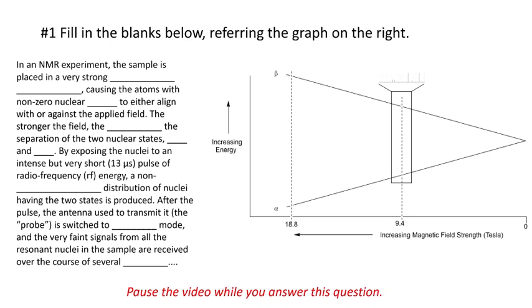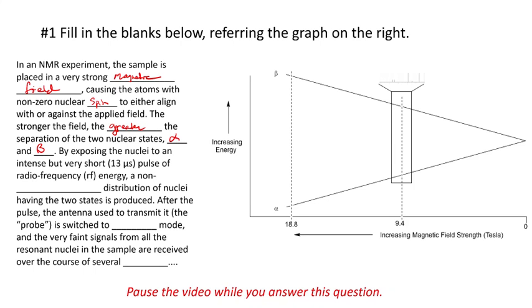Okay, in an NMR experiment, the sample is placed in a very strong magnetic field, causing the atoms with non-zero nuclear spin to either align with or against the applied field. The stronger the field, the greater the separation of the 2 nuclear states, alpha and beta.